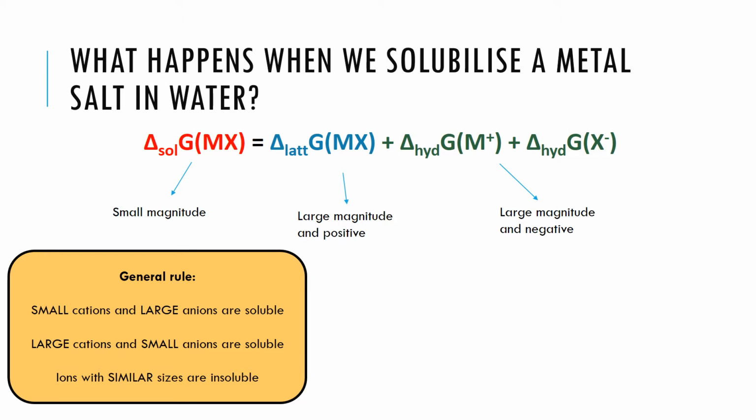Now there's a general rule that can be used to predict whether or not these salts are soluble in water. And this is a very general rule. If there is a small cation and a large anion, then we predict solubility. If there is a large cation and a small anion, then we predict solubility. However, ions with similar sizes tend to be insoluble in water. So what we're saying here, if there is a large difference between the ionic radius of the cation and the anion, then we would predict that that salt is soluble in water. If that difference between the ionic radius of the cation and the anion is small, and they are very similar sizes, then we would predict that that salt would be insoluble in water.